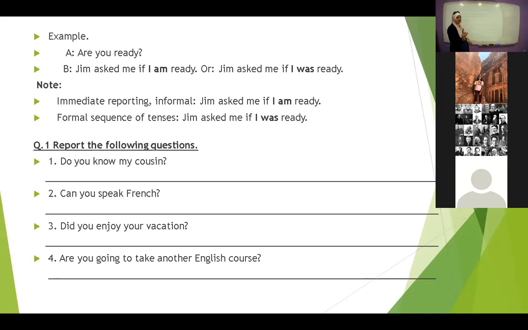Now let's move to the questions. Don't use the informal style. This is only for your knowledge. Why do you think I'm giving you this? Because if you hear native speakers using reporting speech or reporting questions and they keep the tense, don't say they are using bad or incorrect English. No, what they are using is correct because it's immediate reporting in informal speech. Let's move to the questions.